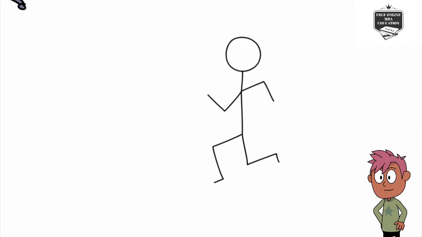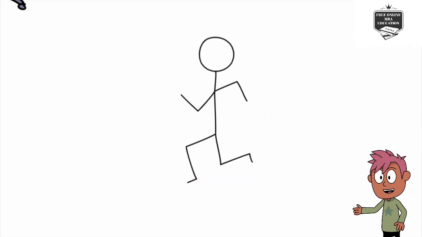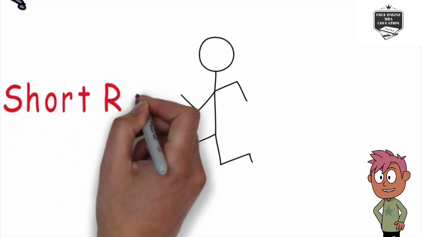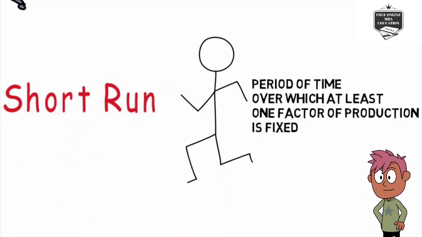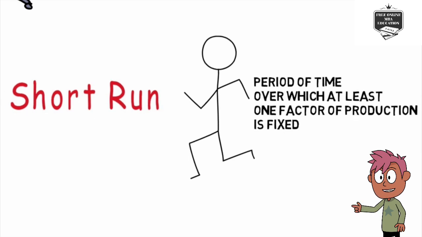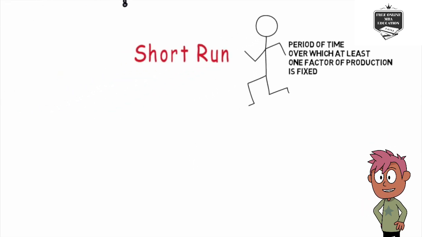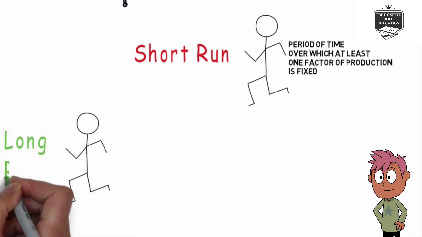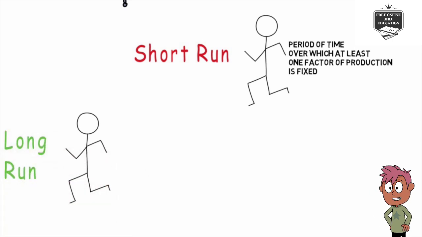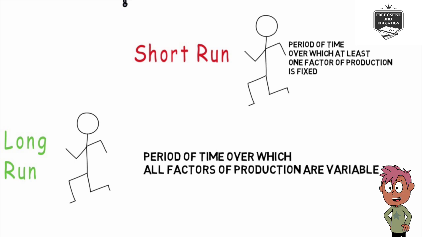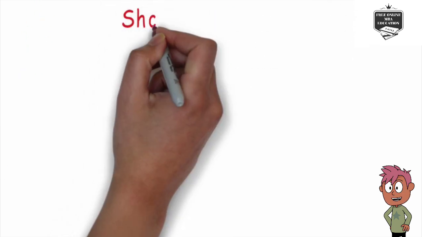Secondly, we can break time up in terms of costs into both the short run, where we have the individual period of time over which one factor of production is fixed, so at least one factor is fixed, compared to the long run, where we have a situation in which all factors of production are variable. So there are no fixed factors of production in the long run. So there are the two different time periods.